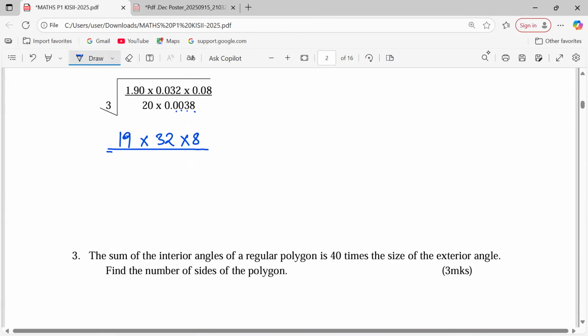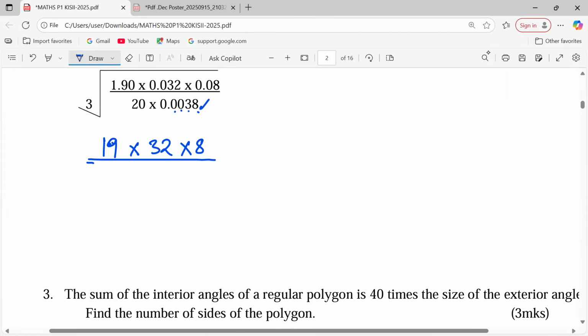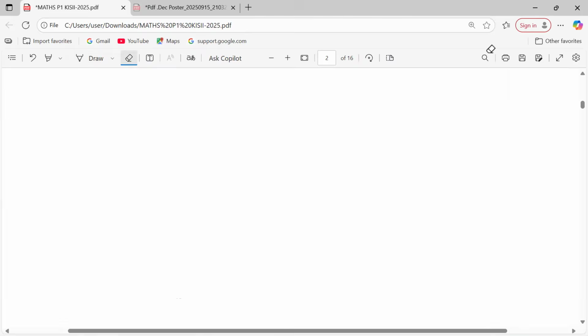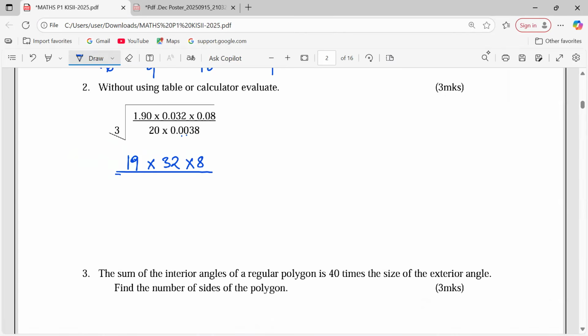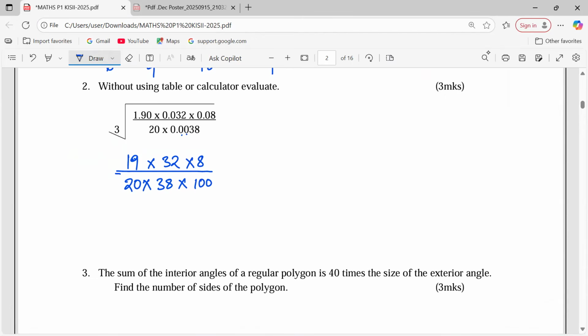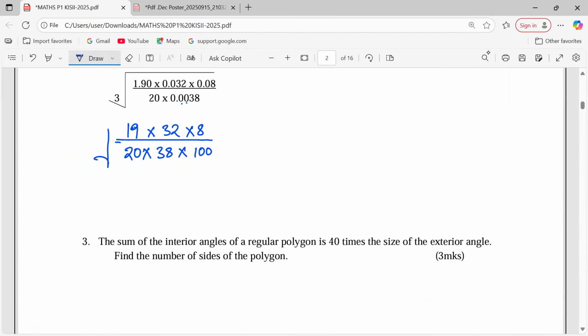Then on the denominator, the decimal places are 1, 2, 3, 4. There are 4 of them on this term. Therefore, we also multiply by the million that we multiplied the numerator with, so that the effect is distributed uniformly, such that this remains at 20 and this now becomes 38. Then because we were multiplying with 1,000,000, we remain with 100, which is yet to multiply anything. Remember, there is the third root at this point.